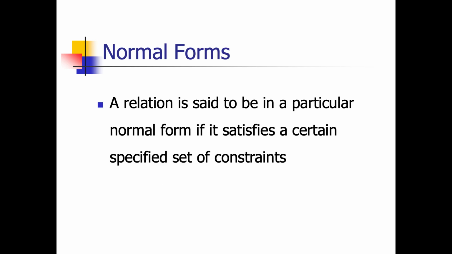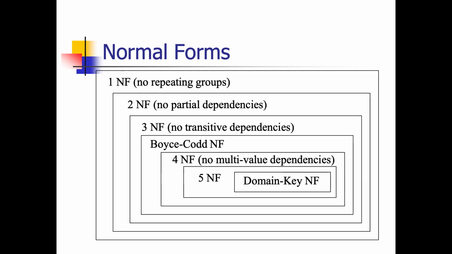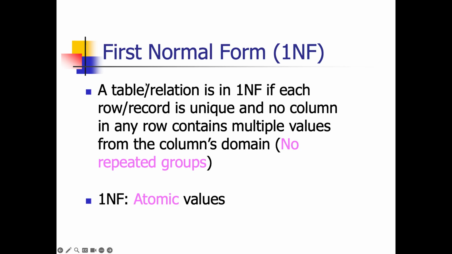So we said a relation is in a particular normal form if it satisfies a certain specified set of constraints, which we explained for a table. And it's good to remember this overall picture, because then you know, for example, that for a table to be in 2NF, it should already be in 1NF. And for a table to be in 3NF, it should already be in 1NF and 2NF, and so on. So we say a table is in 1NF if each record is unique and no column has multiple values.